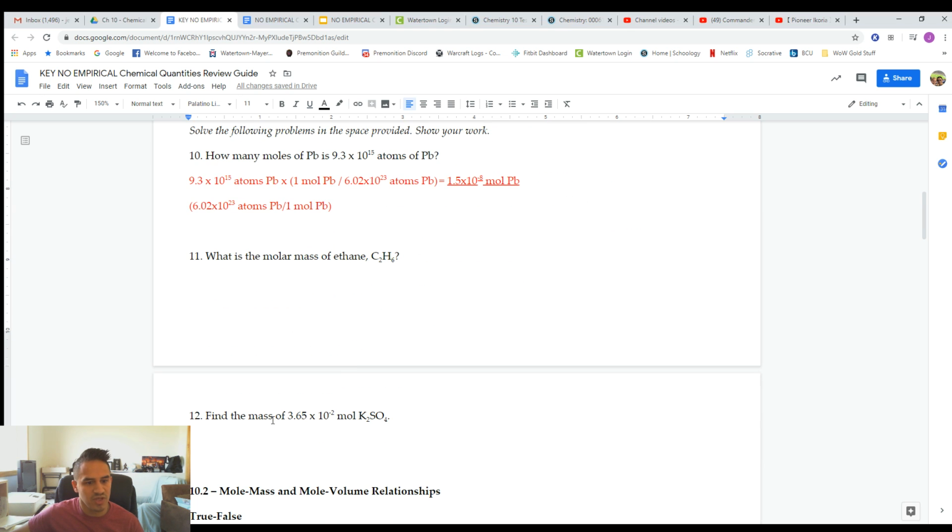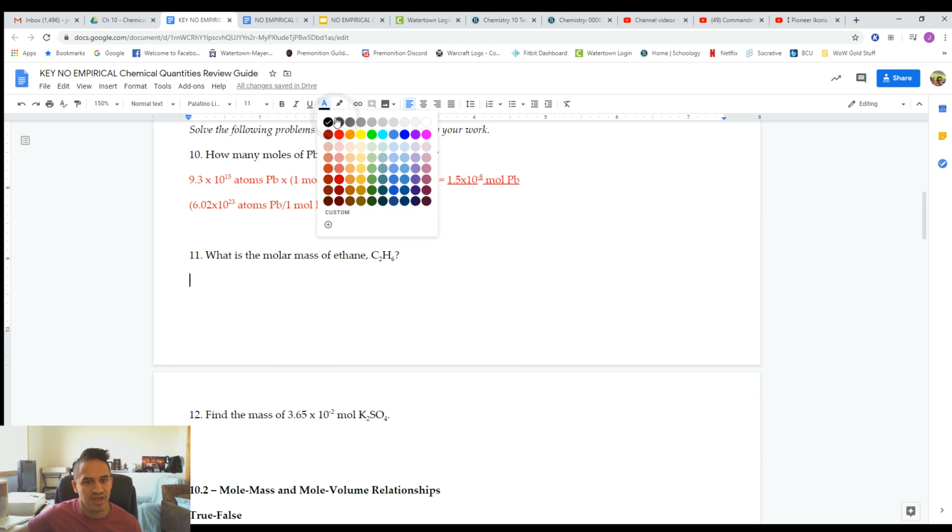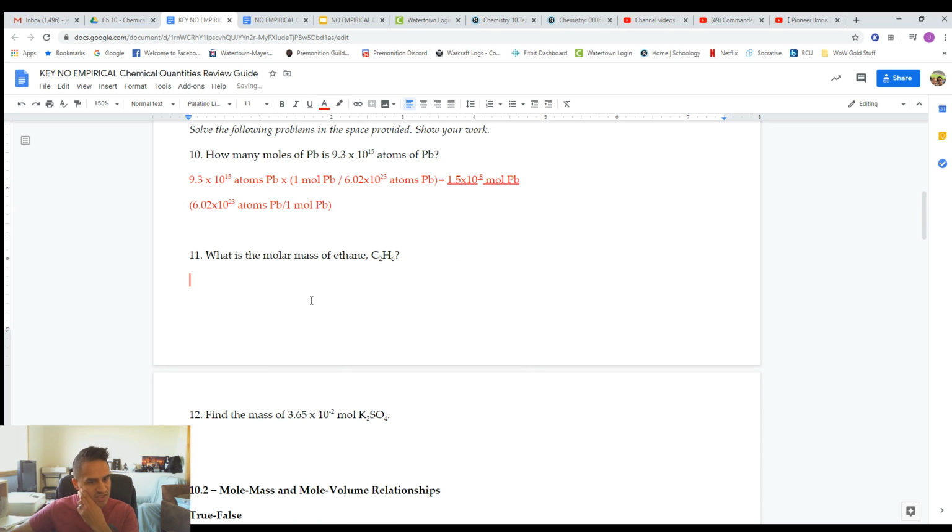All right, number 11. What is the molar mass of ethane, C2H6? To find molar mass, we need to add together the masses of all of the elements in the compound. So that would be 2 carbons and 6 hydrogens. Carbon is 12 grams apiece. We're going to times that by 2. So that's 24 grams from the carbon.